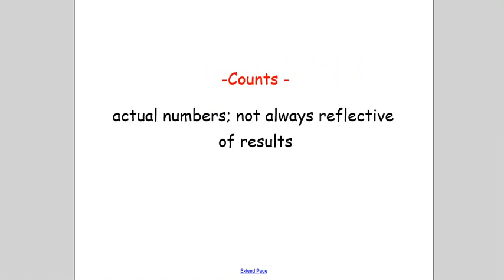Okay, so on your paper it says counts, and you're going to want to know what counts are. Counts are actual numbers, and it says they're not always reflective of the results. So for example, if I have in this bag 20 pink frogs, but I hand them out, then perhaps I'm not going to be handing out 20 pink frogs. So the counts are actual numbers counting something.